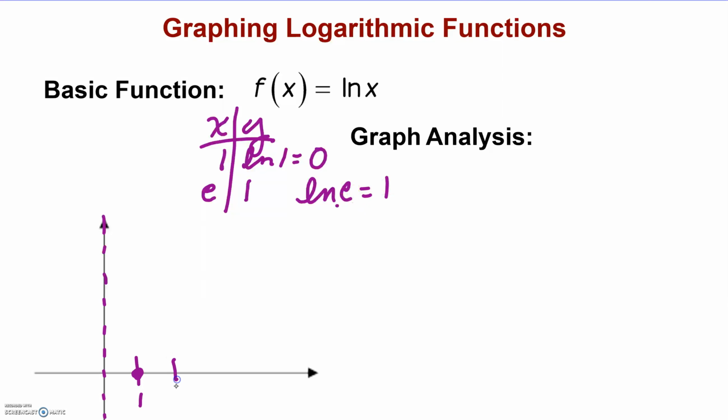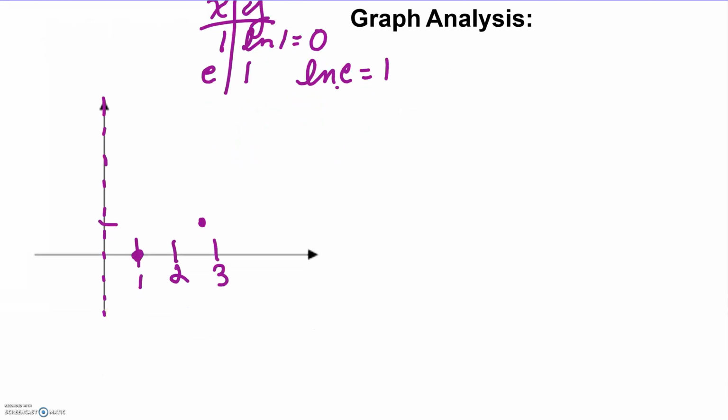Now, remember, e is about 2.7 or so, 2.718, so we're here-ish. And then from there, we can just take our basic shape from that log graph on the previous page. We know it's going to look something like that.